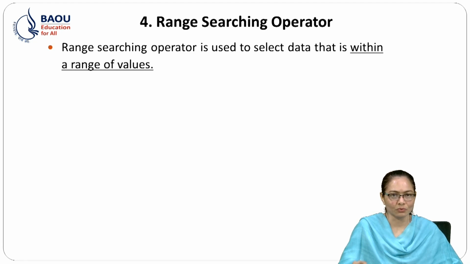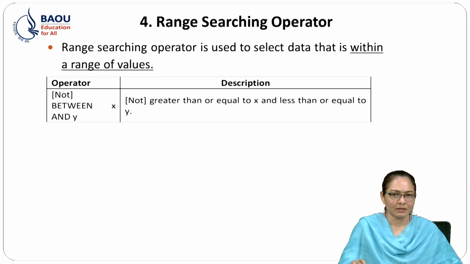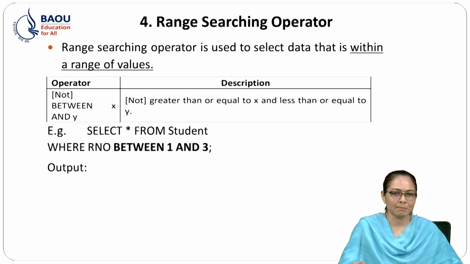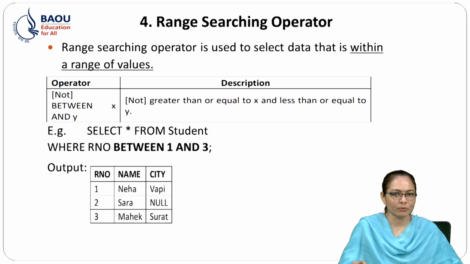The BETWEEN operator is used to search the data within a particular range. Here, the BETWEEN operator is used between x and y. This is also used with the NOT BETWEEN operator. It means greater than or equal to x and less than or equal to y. See the example: select star from student where roll number between 1 and 3. The output of this query displays the records between 1 and 3, including 1 and 3 also.